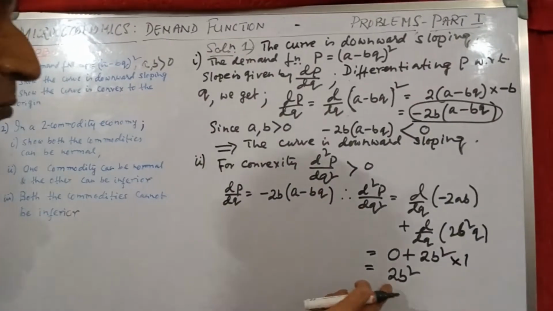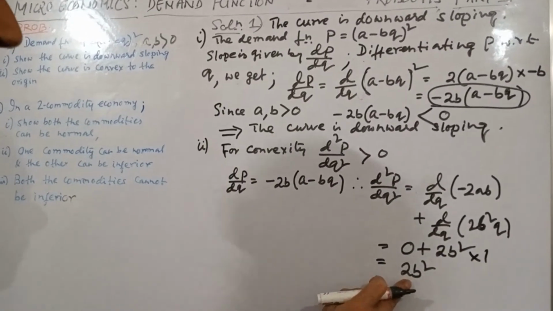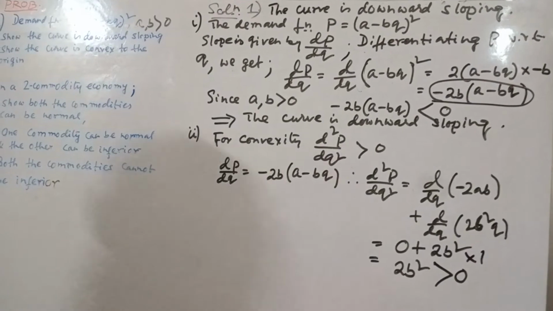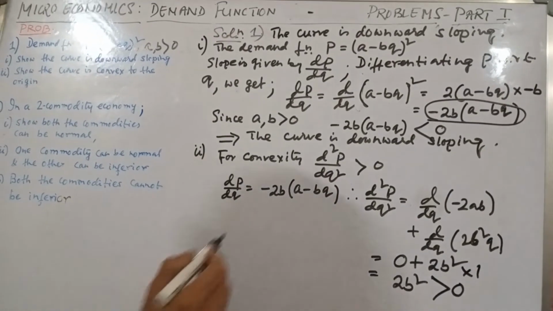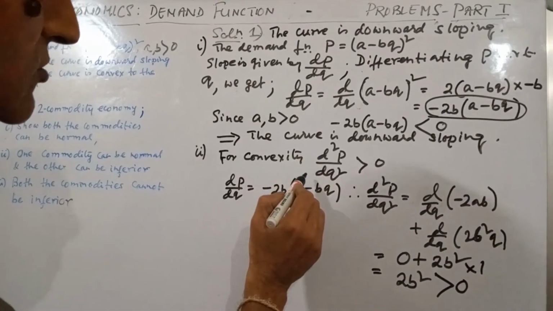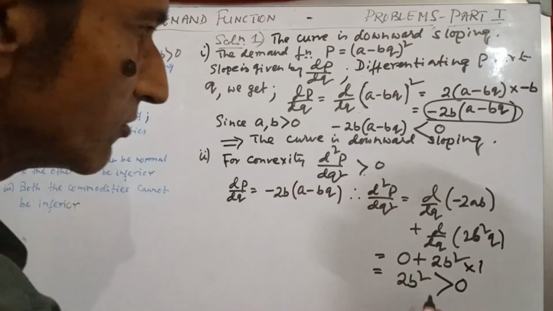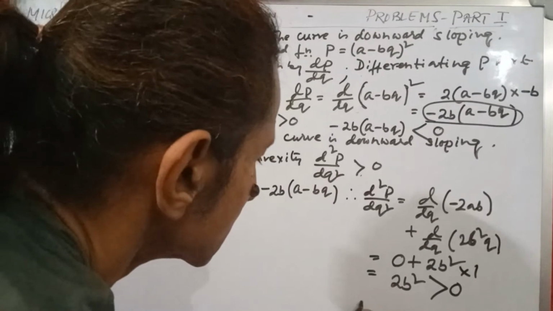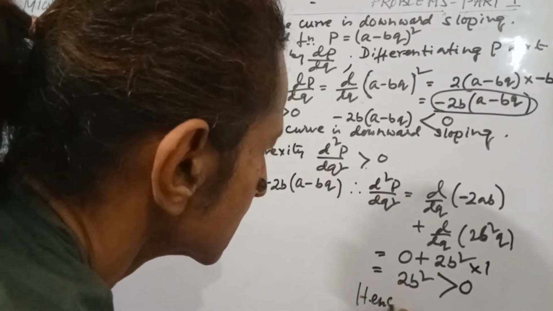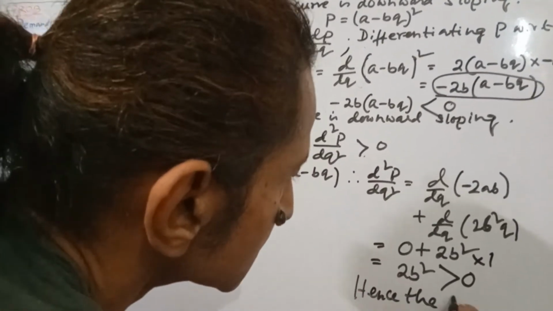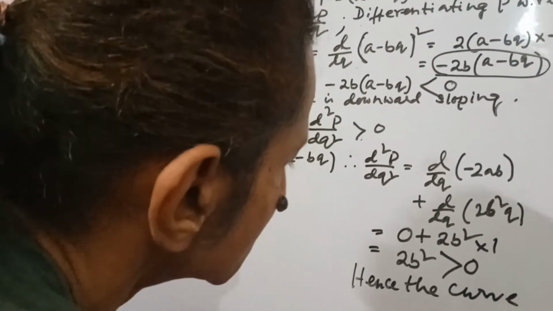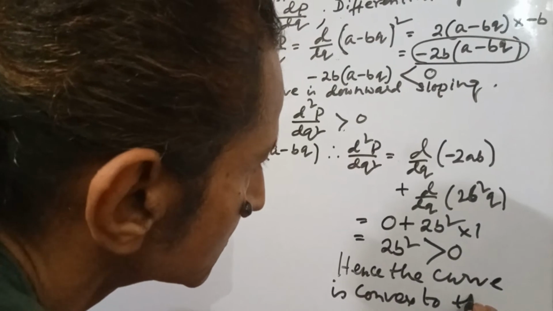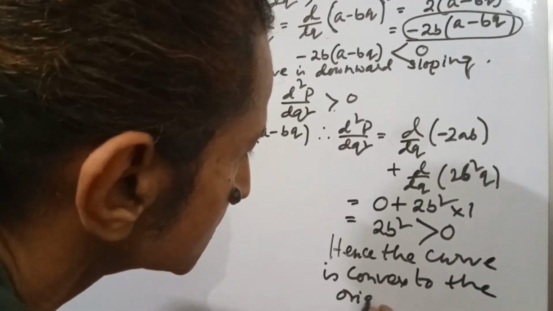Now B being more than 0, 2B square is greater than 0. This is greater than 0. And for convexity, we need d2P/dQ square to be greater than 0. And we have proved that d2P/dQ square is greater than 0. Hence, the curve is convex to the origin.